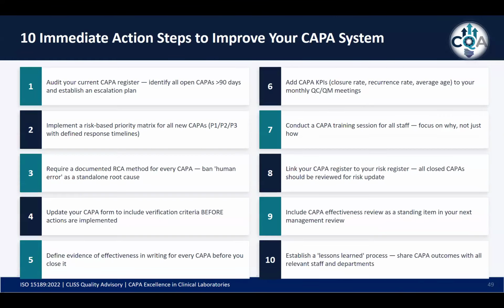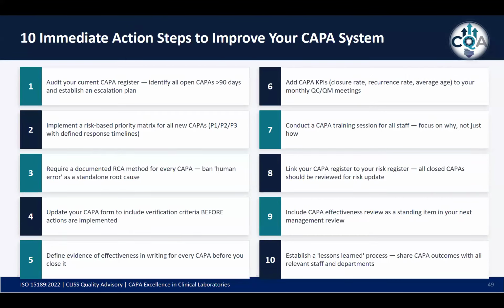And then this is a suggested action plan for improving your CAPA system if you've identified gaps. Number one, you need to audit your current CAPA register and identify all CAPAs that are more than 90 days and establish an escalation plan that involves the whole cascade of management, from your section heads to your quality manager to your lab manager, lab director, up to executive level.